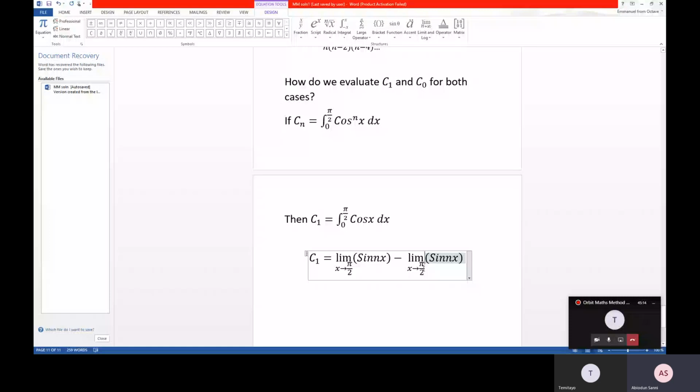Now, how about our C0? So how about our C0? So what's our C0 again?